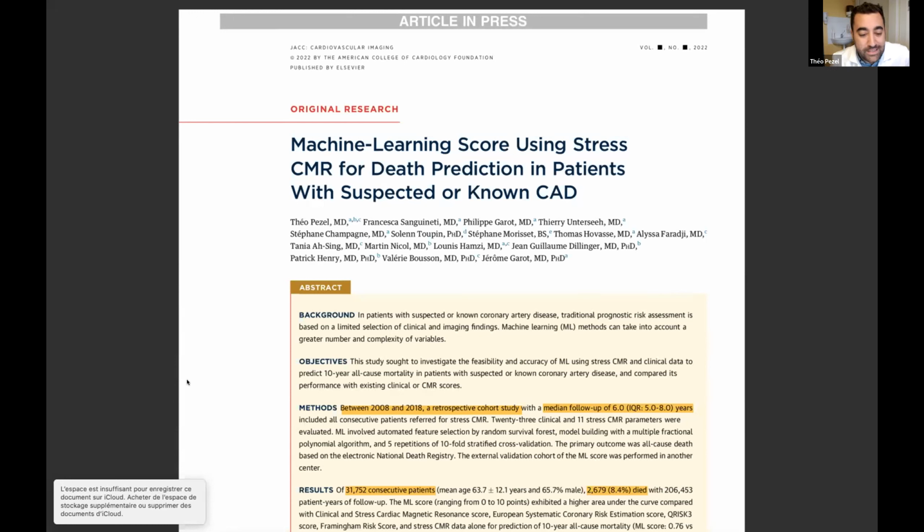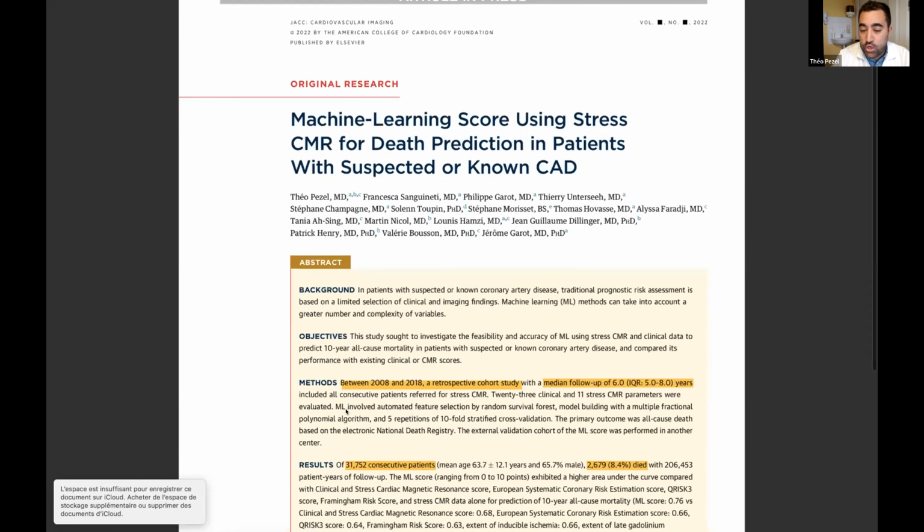Thank you so much, Matthias, for this introduction and for this invitation. This is always a huge honor for us to discuss our work like that with everyone. So indeed, this is directly connected with the prior discussion about machine learning. This is supervised machine learning, but this time using stress CMR, stress cardiovascular magnetic resonance, to predict the risk of death. The rationale of that is pretty simple.